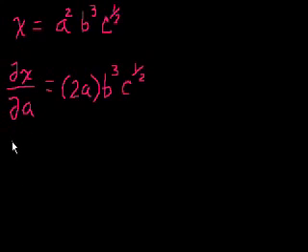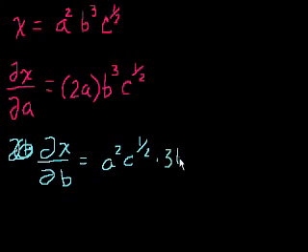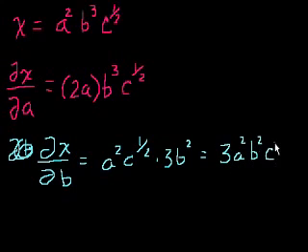What's the partial derivative with respect to b? What's the partial of x with respect to b? Well, now a squared and c to the 1/2 are just constants. We could just write that: a squared c to the 1/2. And now we just take the derivative with respect to b. Well, that's 3b squared. And if I just want to rearrange it, that's 3a squared b squared c to the 1/2 power. Not too difficult. You just have to keep in mind what's constant and what's not.